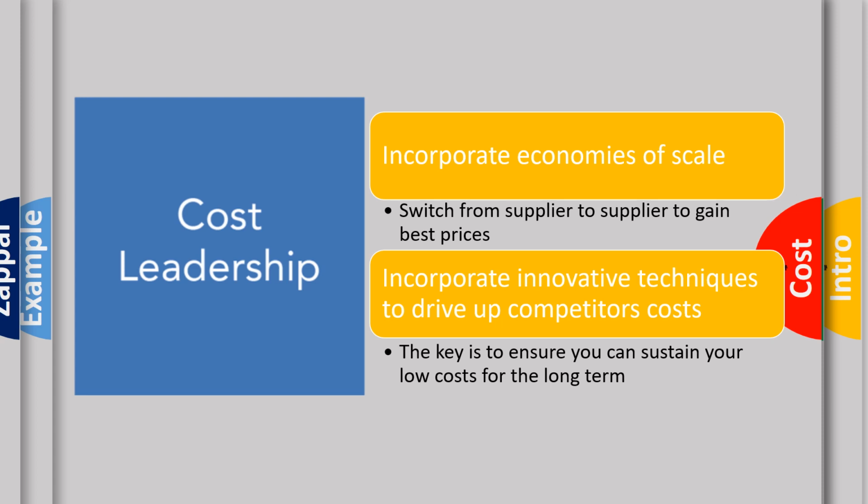Another way that Michael Porter talks about is by switching from supplier to supplier to get the best prices, as long as you have a huge range of suppliers out there. And even trying to incorporate innovative techniques to try and drive up the competitors' costs, so their costs remain high, so their selling prices will be higher than yours, and thus your cost leadership will be maintained, because your products will be at a cheaper price than your competitors.